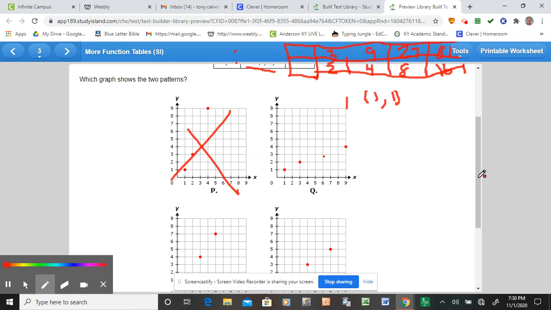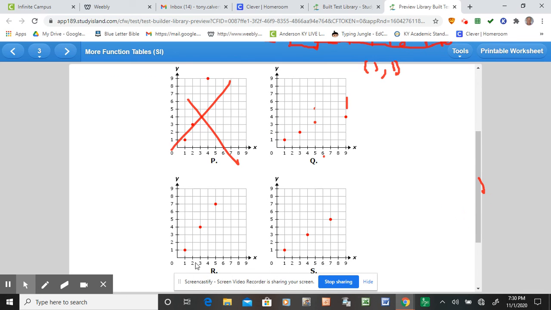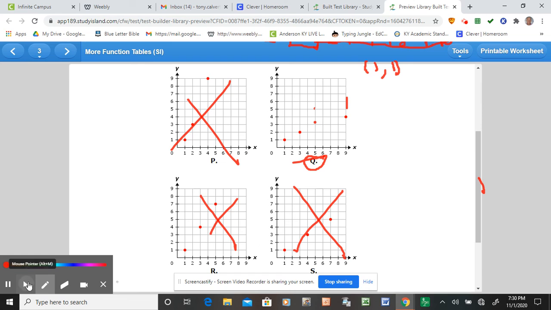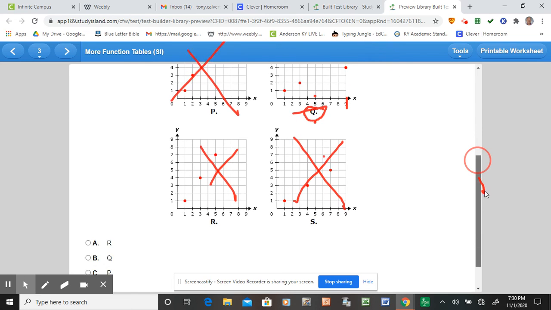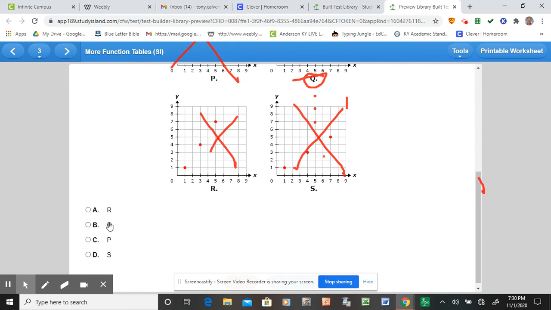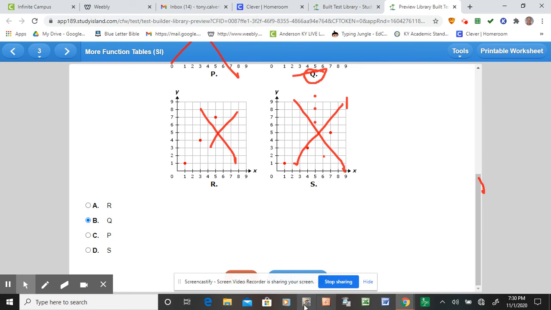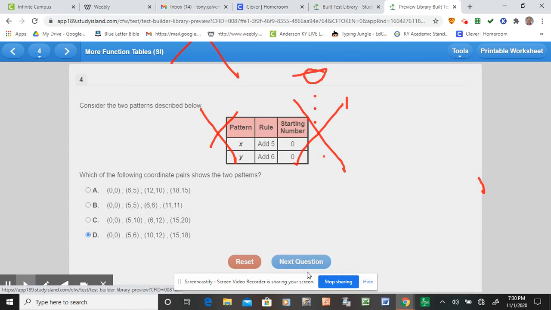3, let's see this right here. 3 over and, ooh, that's not 3 over and 2 up, so it can't be that one. 3 over and 2 up has nothing there, so it can't be that one. It has to be which one? It has to be Q. All you do is look for the points that match. Q is here, click on it, and then you go to the next question.